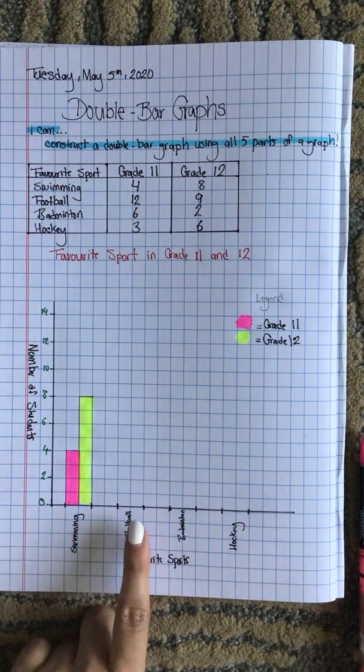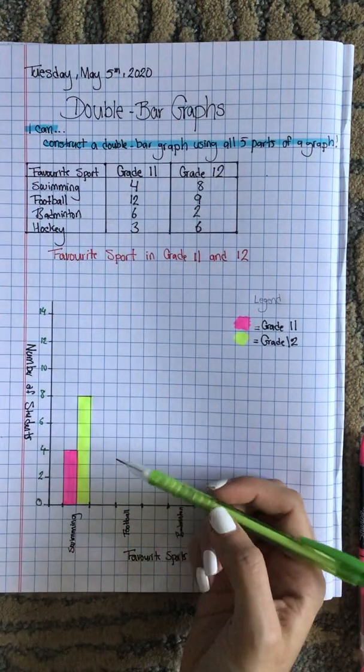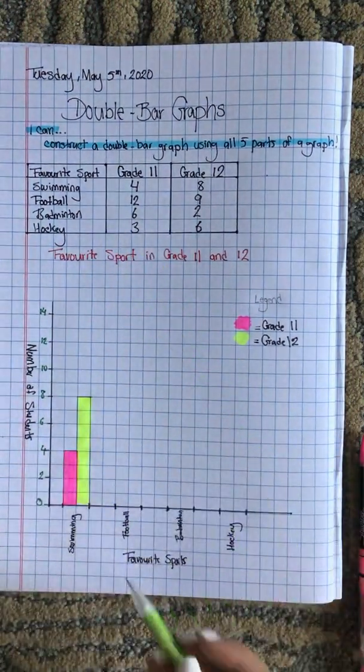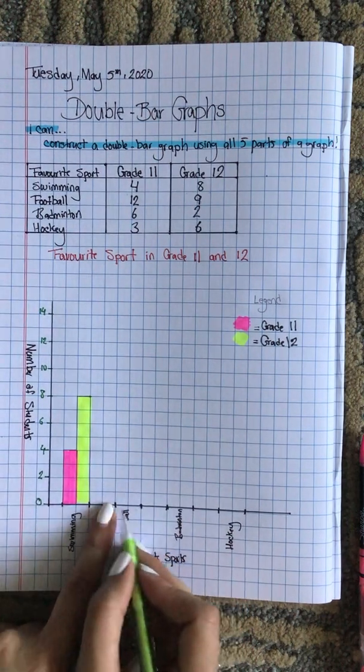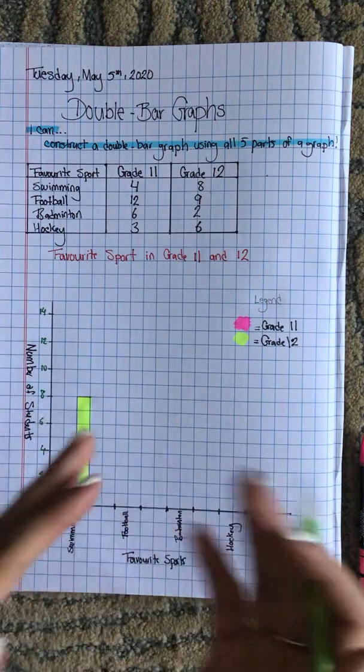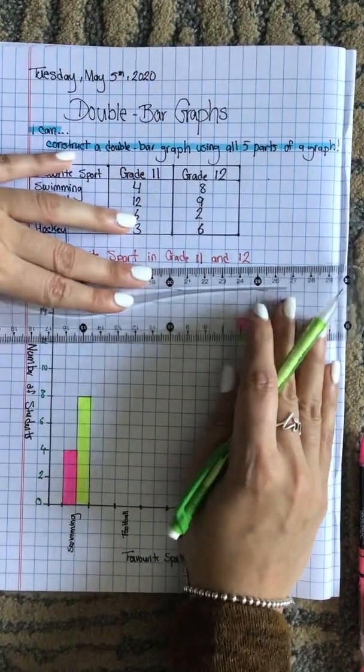So let's keep going. Football. Let's do grade 11 first. And always get your pencil out. So football, there's 12 students. So again, that's why I did 2, right? If you did 3, you could just split it in half, so it'll be 1 1/2, 1 1/2. But for football, I need to go to 12 for one of the bars.